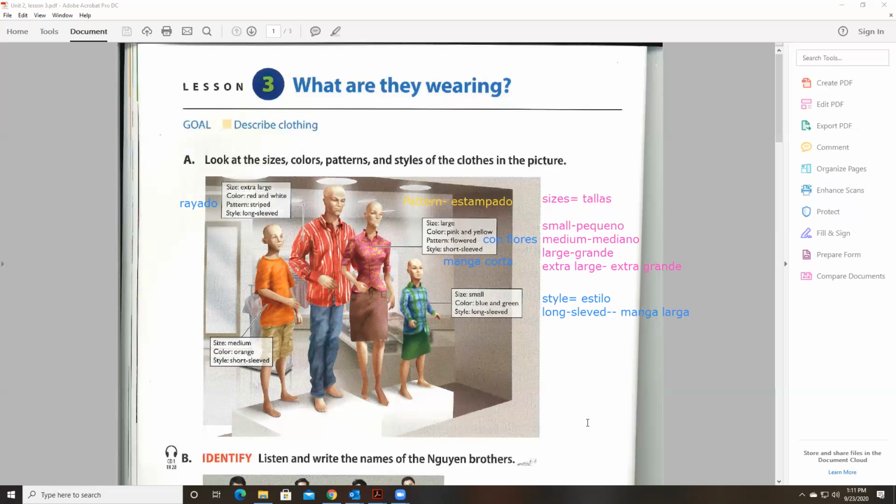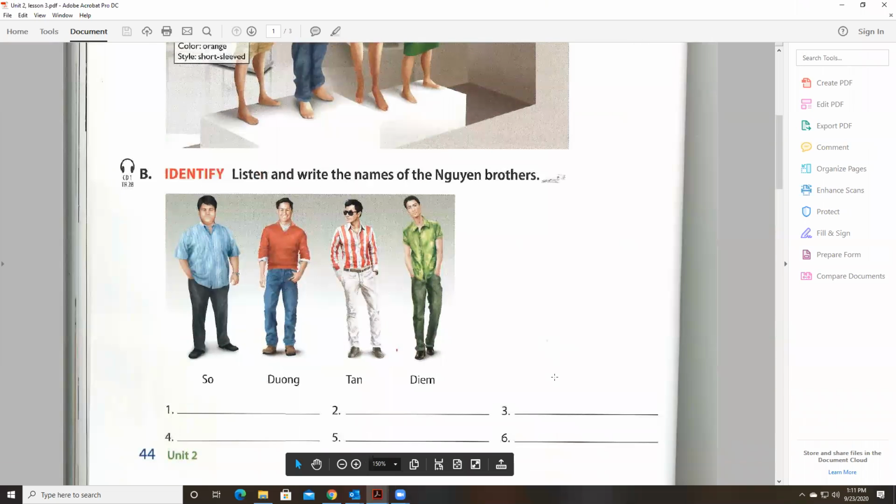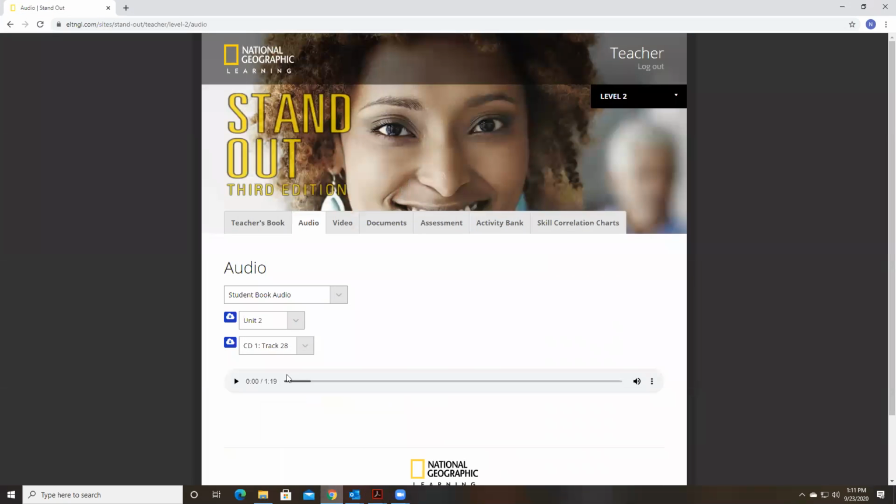Okay. All right. So now in B, you are going to listen and write the names of the Nugayan brothers. Okay, you have to listen very carefully to what they are wearing. Okay, what the colors, the patterns, the styles of their clothes. So we got number 1. Let's do this one.